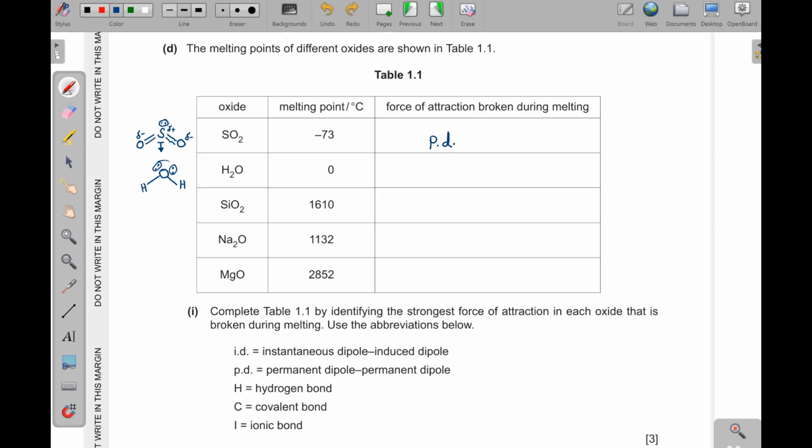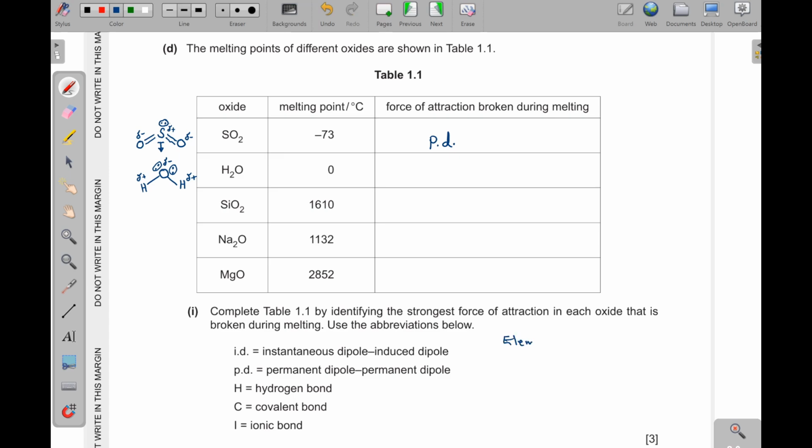Why? Because here we are having two lone pairs compared to this one, which has just one lone pair. In here, oxygen is more electronegative compared to the hydrogens, so the hydrogens are partially positive. So even here, we are going to have PD, permanent dipoles. They are there. But we also have hydrogen bonding.